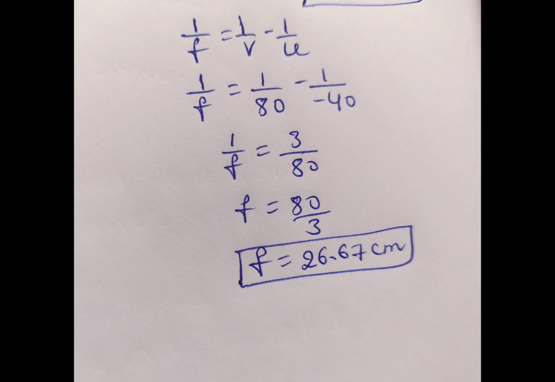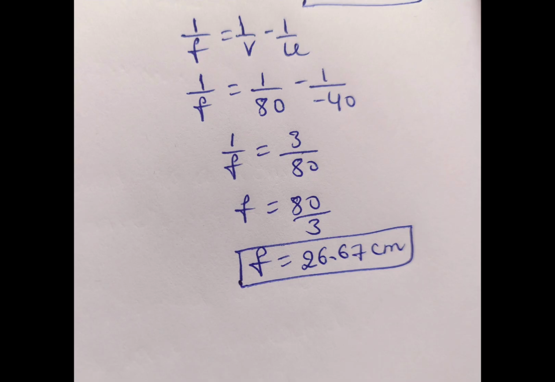Then 1 by f is equal to 1 by 80 minus 1 by minus 40. So minus into minus becomes plus. Then next step we will get 1 by f is equal to 1 by 80 plus 1 by 40. Take LCM for 80 and 40. LCM is 80. In numerator what we will get? 1 plus 2. 1 by f is equal to 3 divided by 80.